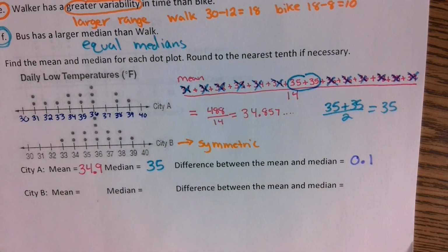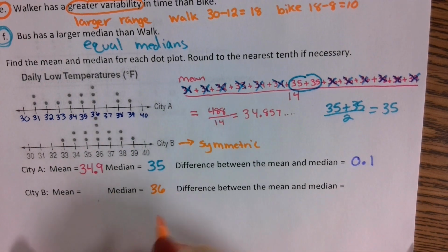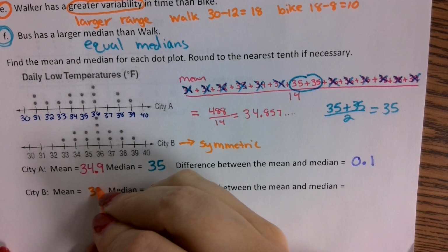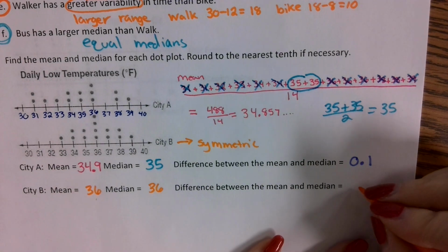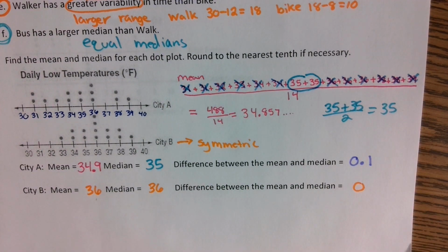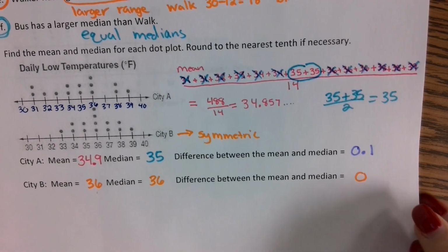What's the middle number in this data set here? 36. So 36 is going to be my median. That means it's also going to be my mean. And what is the difference between those 2 values? 0. Okay? So again, knowing if you're dealing with symmetric data makes it that much easier when you are solving for mean and median. If you know it's symmetric, you know that they are the same. Okay? If you've got that down, go ahead and turn to the next page.